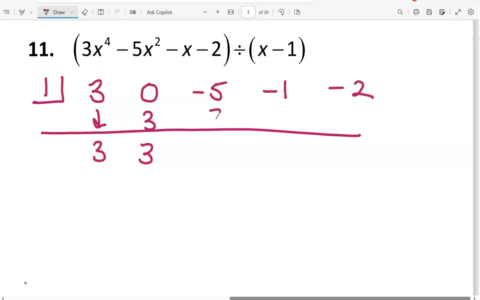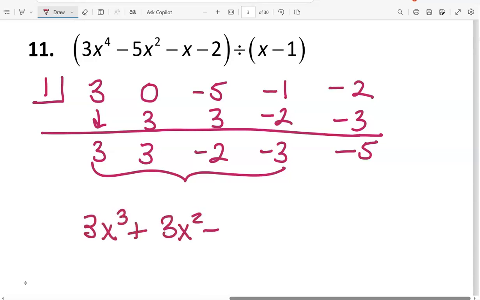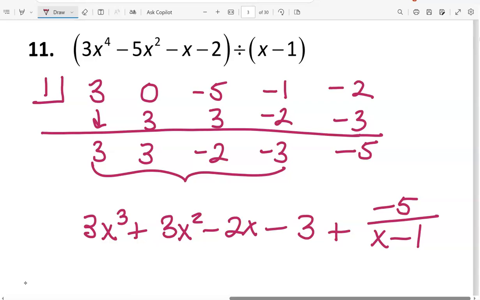3 times 1 is 3. Add that column, that's negative 2. Negative 2 times 1 is negative 2. Add that column, that's negative 3. Negative 3 times 1 is negative 3. And adding that column, negative 5. Here are the coefficients of the quotient, which are 3x to the third plus 3x squared minus 2x minus 3 plus our remainder of negative 5 divided by x minus 1.